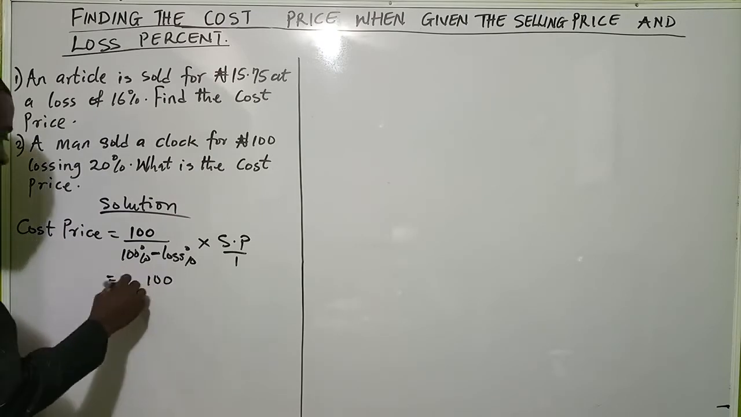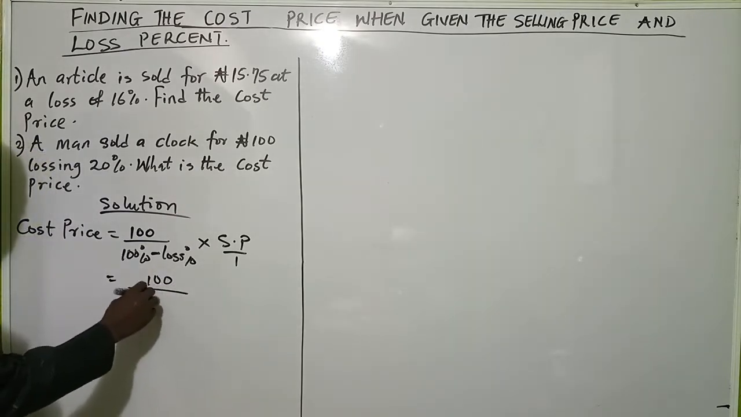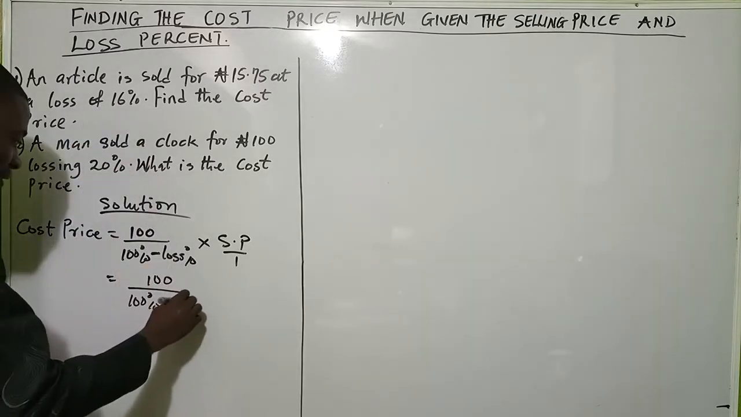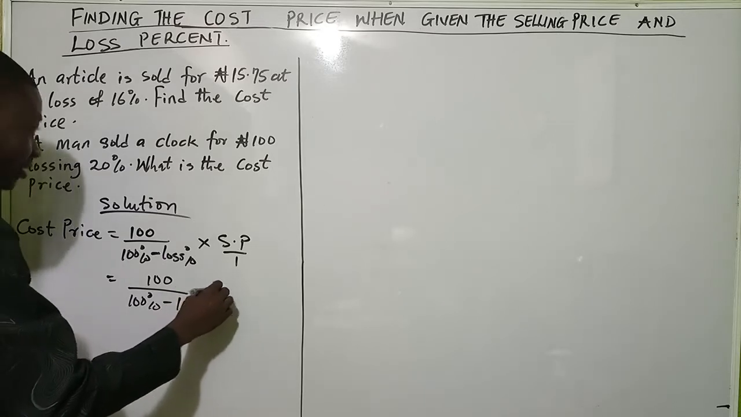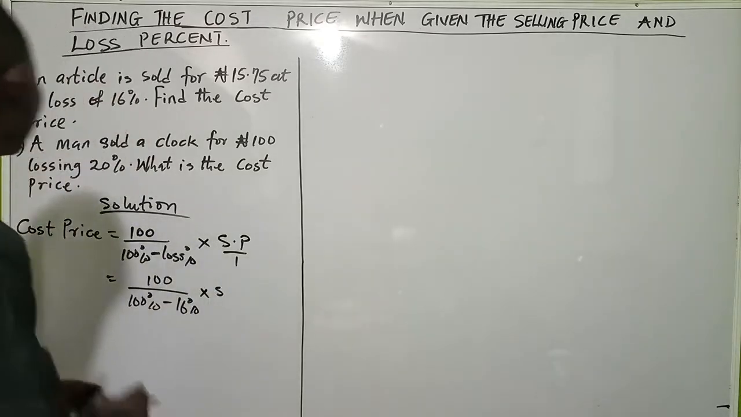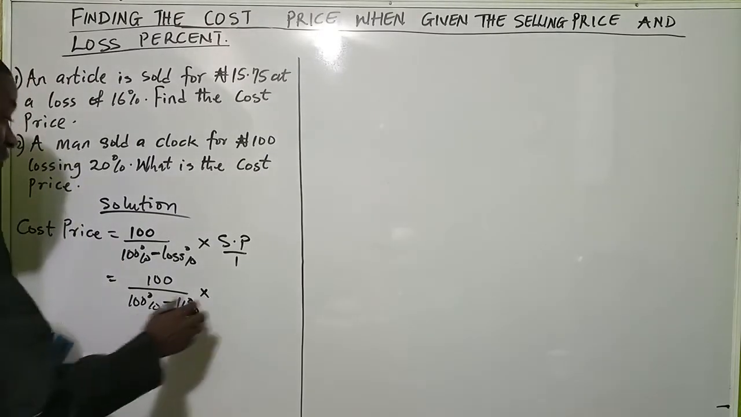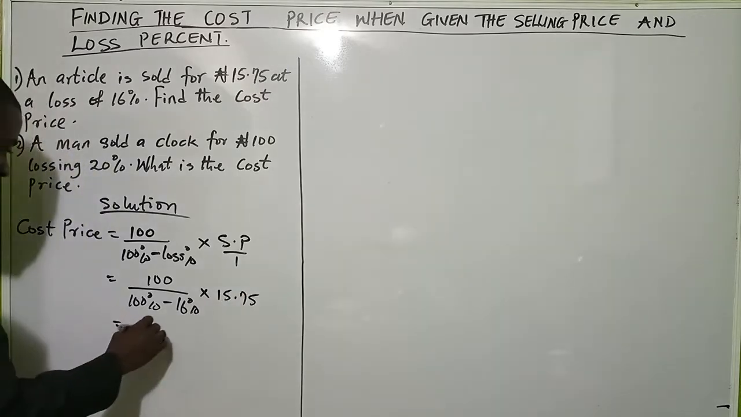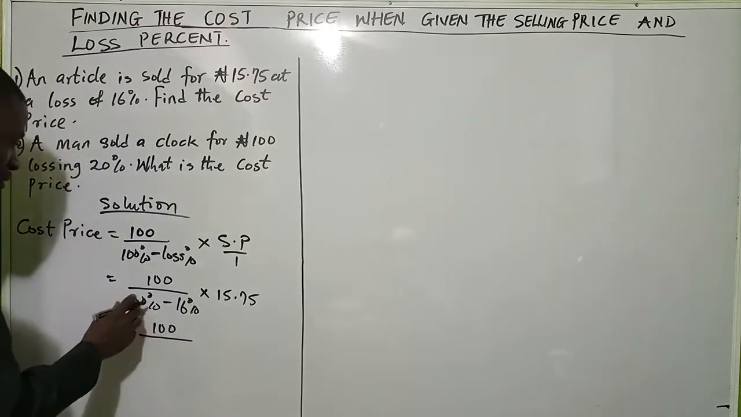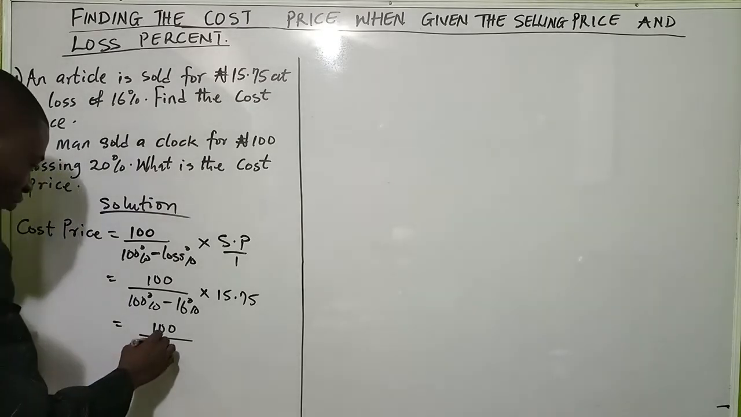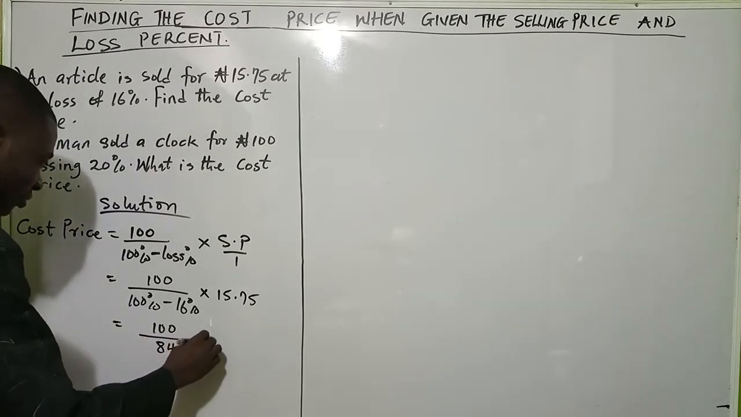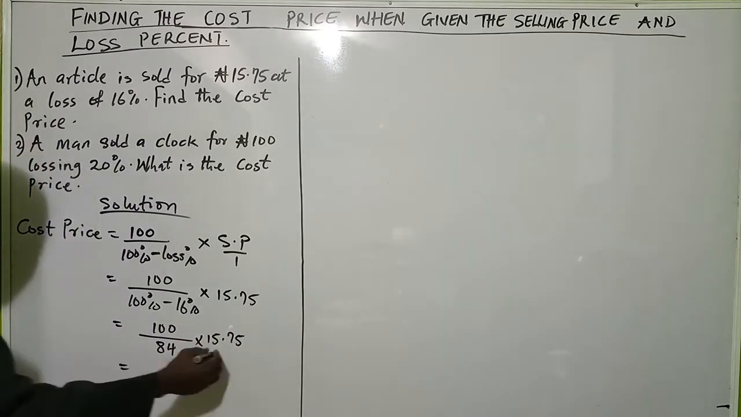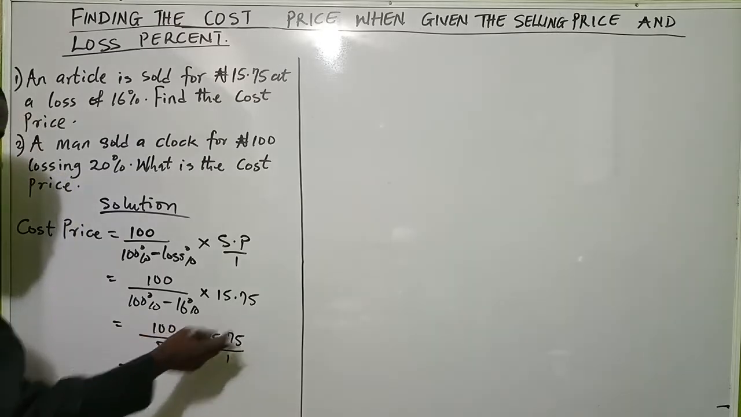This is what? 100 over 100% minus. What is the loss? Loss of 16% times the selling price also given to us in the question. The selling price is 15 naira 75 kobo. So this is 100 over 100 minus 16. This gives us 84. Times 15.75. Okay, now this over 100 times 15.75.